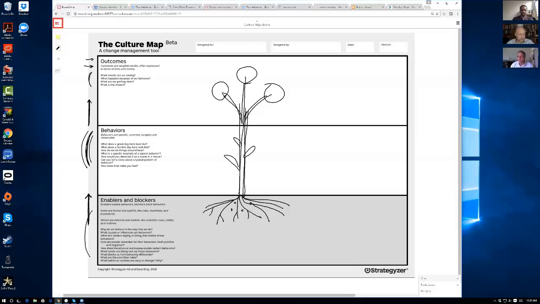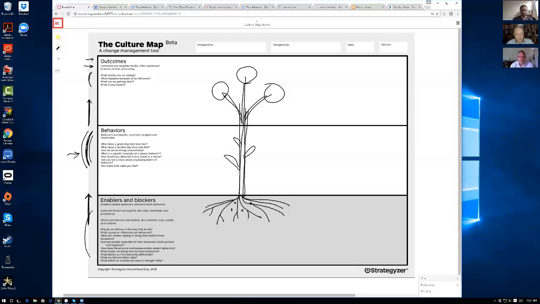And so people might start mapping the culture of their team, or they might map the culture of the company. So we want to set that frame at the beginning. And then we start asking questions. And I usually start with behavior because that's the easiest thing for people to start with.